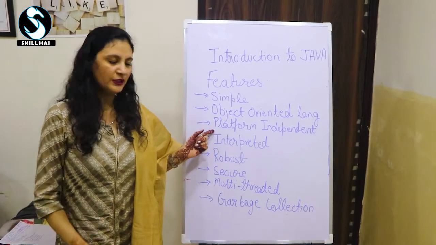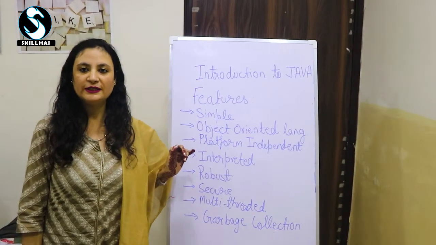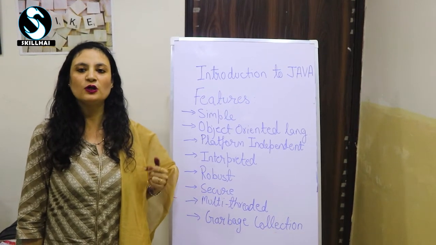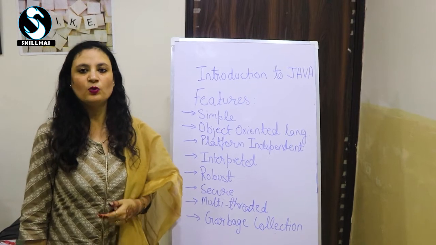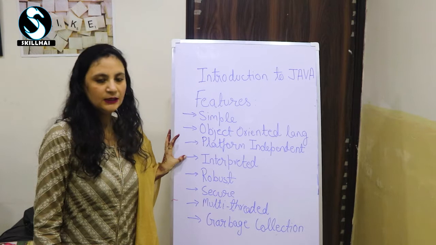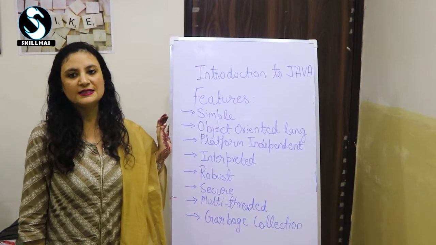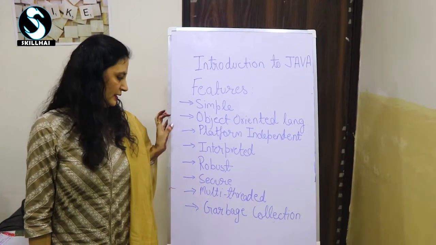Now, as we have already discussed, it is platform independent. We can run a Java program on different operating systems like Windows, Linux and Unix, or whatever operating system is available. Again, Java is an interpreted language. Instead of a compiler, it has an interpreter to interpret its program and then run it.